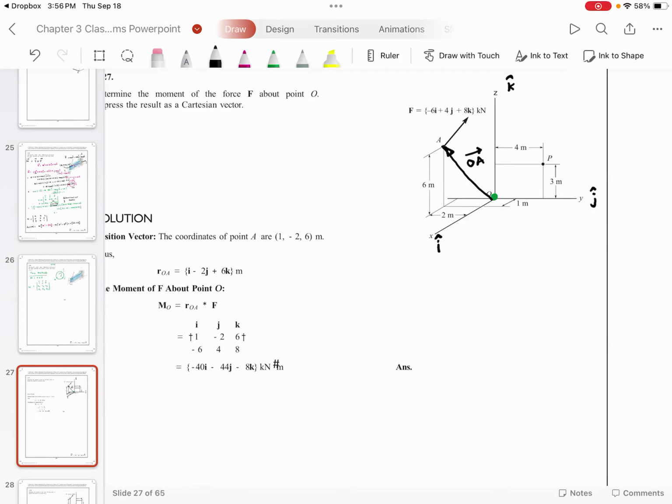So, can you tell me what are the coordinates of point A? To go to point A, how much do I need to travel in X direction? I need to travel 1 unit in X direction. How much in Y direction? -2, right? And in the Z direction, 6. So do you agree with me? OA is equal to 1i minus 2j plus 6k.